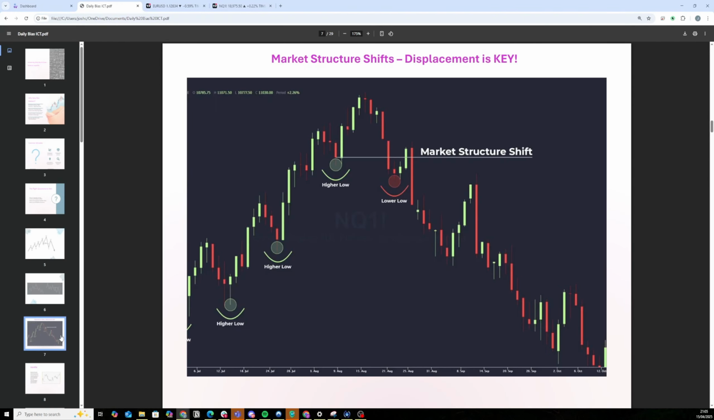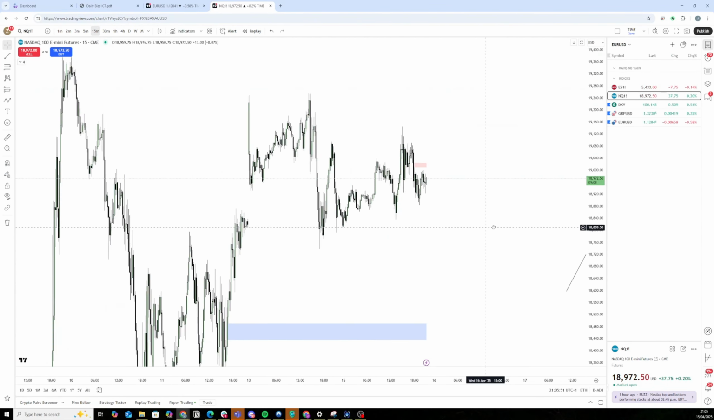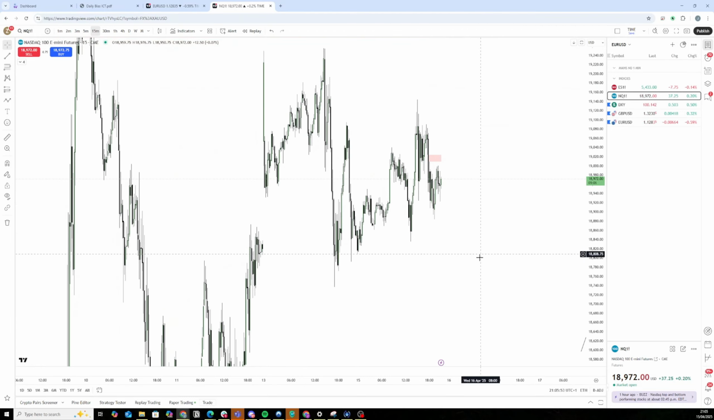All right, so moving on to the next slide. Who here is aware of what displacement is? That is the next thing. As I say, we did cover these topics in the ICT basics session, but I just want to make sure everyone has the fundamental basics down before we get into a backtesting session. Displacement, for those of you that don't know, is, for example, say we had a market structure shift.